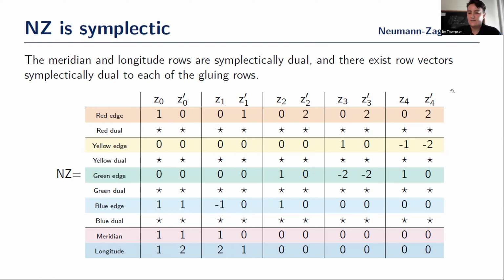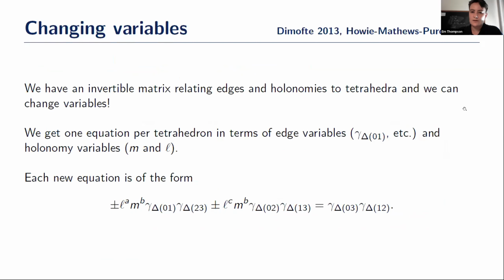I will just note that Jessica Purcell and Dan Mathews have upcoming work where you can actually work out these rows from the triangulation as well. So that's exciting stuff. The point is now we have this matrix, which is square and invertible. It's relating edge and holonomial equations to tetrahedra variables. And this is how we're doing our change of variables. So we're going to get equations for tetrahedra in terms of variables corresponding to edges and the meridian and longitude.